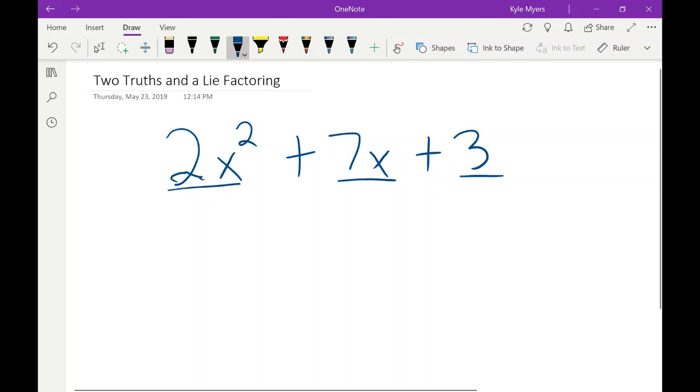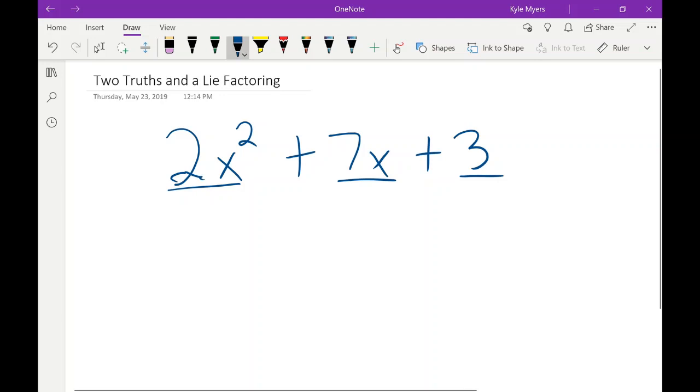So here's what you got to do. Two truths and a lie. Well, since this is a trinomial, I'm going to factor. It's going to have 2 factors, so it's actually going to be 1 truth and 1 lie. It just depends on what you're factoring. Normally when you're factoring a trinomial, it's going to have 1 truth and 1 lie.